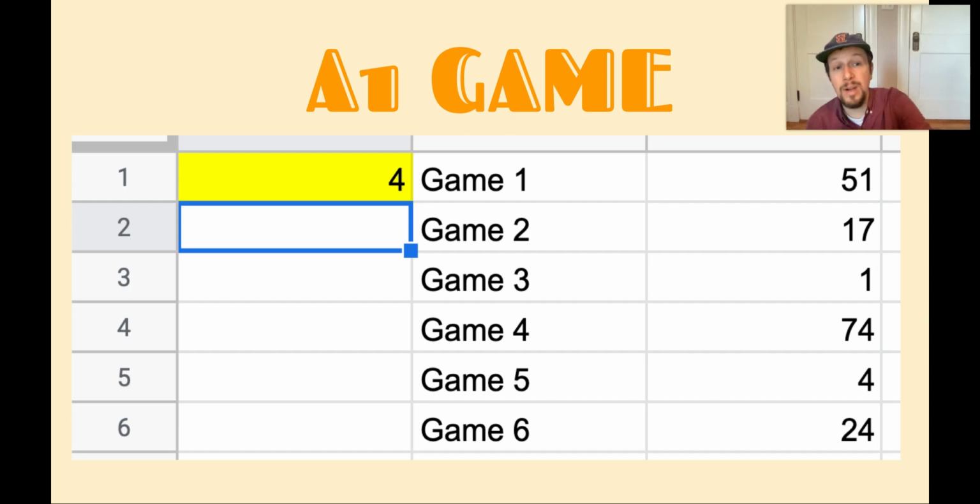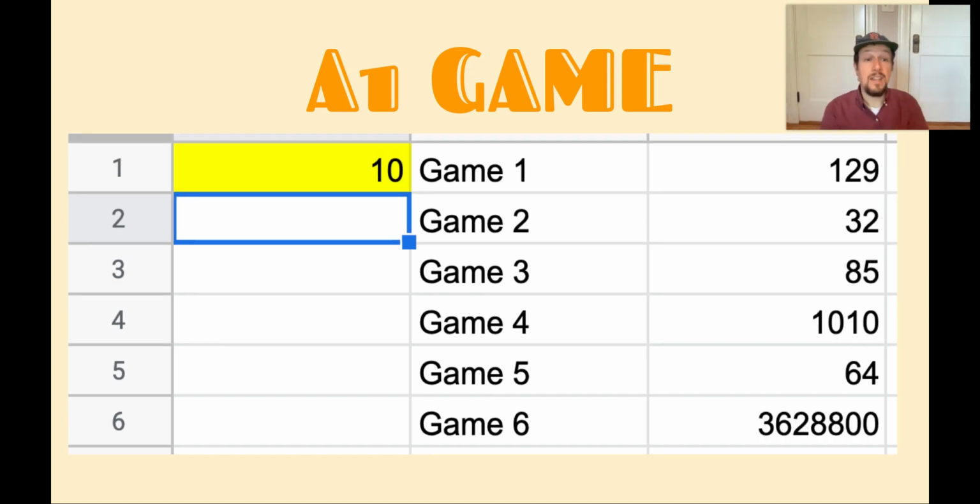Let's take one more number, and then we'll have a 5-minute break. Let's go for a larger landmark number. This might help you out. Let's go for 10. So in the first game, when x is equal to 10, y is equal to 129. The second game, when x is 10, y is equal to 32. The third game, when x is 10, y is equal to 85. In the fourth game, when x is 10, y is equal to 1010. In the fifth game, when x is equal to 10, y is equal to 64.